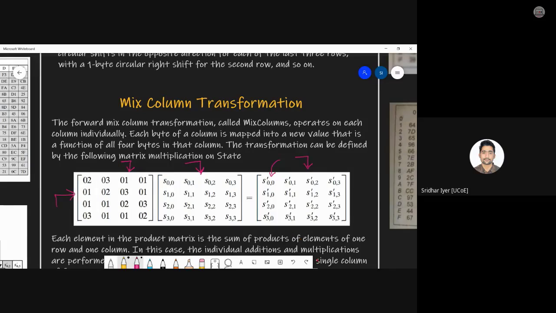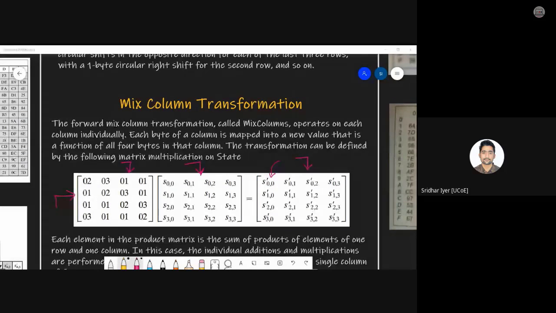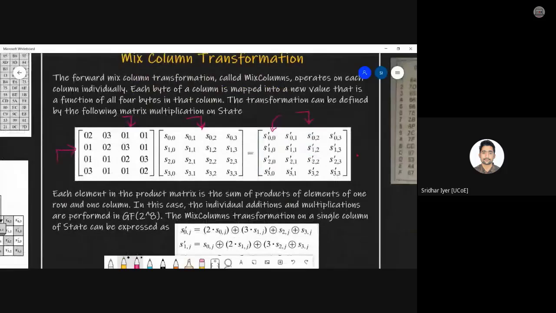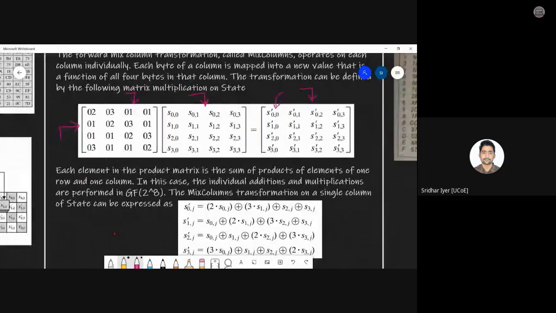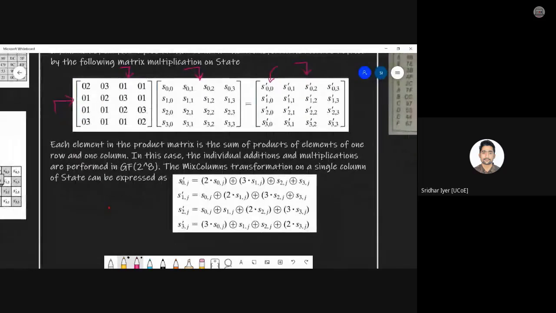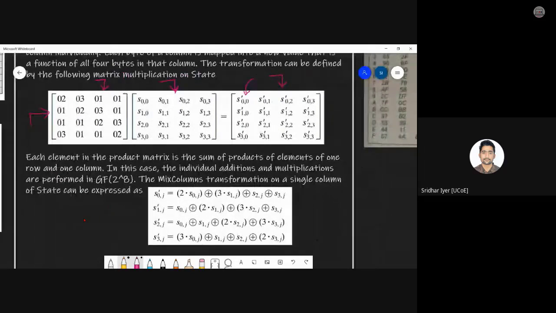Now you will say, sir, how is it difficult? Because matrix multiplication of this sort is very simple. It is 4 by 4. It's not that difficult to do, even manually or even on a calculator. The trickier part over here is you have to do this matrix multiplication over a Galois field of 2 raised to 8. Now just make sure what exactly is a Galois field. Let me show you that.